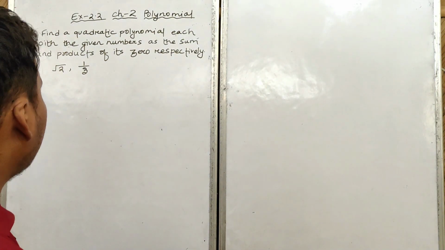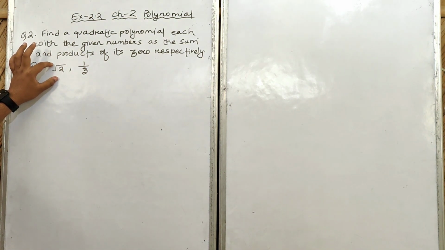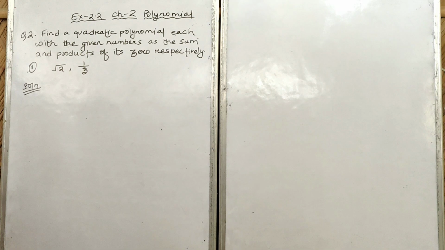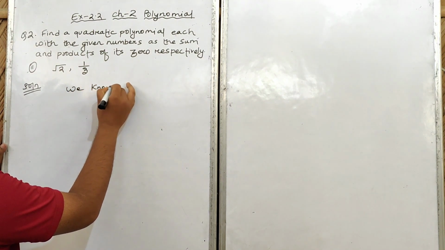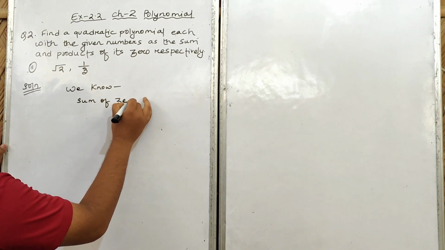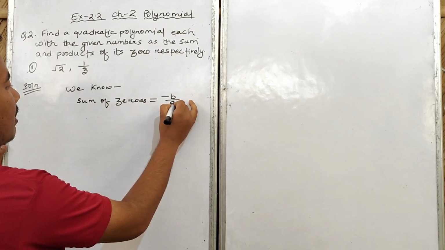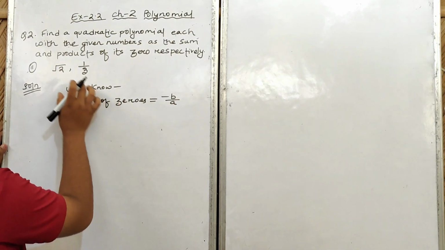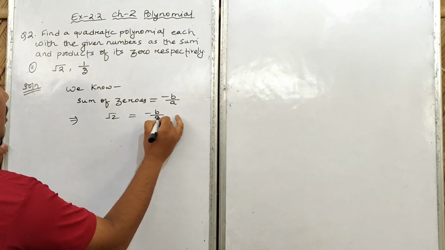Okay, now we will discuss the next question. So sum of zeros they have given √2 and product of zeros 1/3. So let's start. So we know sum of zeros formula -b by a. तो sum of zeros कितना दिया हम लोग को इस बार? Only √2. So √2 equal to -b by a.